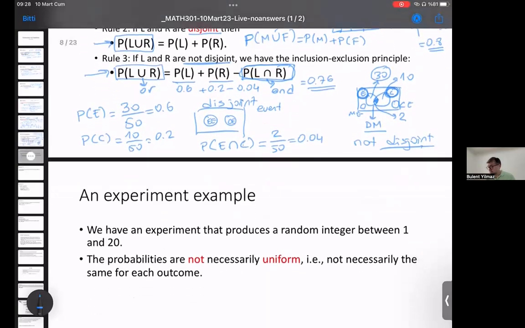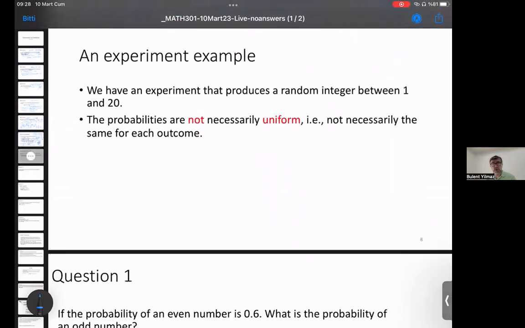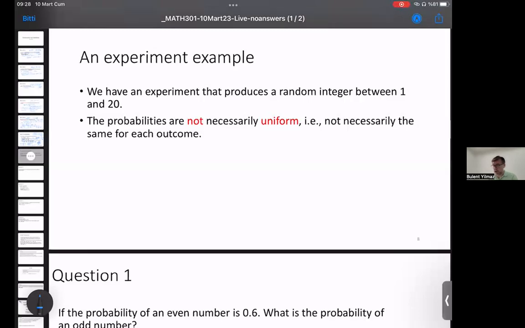Okay, let's move on. We will talk about an experiment and perform several examples on this experiment. We have an experiment that produces a random integer between 1 and 20. There are functions in MATLAB or other software that can generate random integers. So the possible outcomes are 1 to 20, all integers.